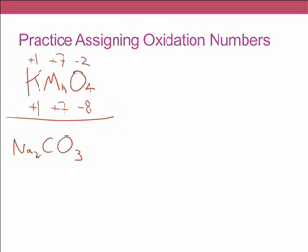Na2CO3. Let's start again with oxygen. Oxygen, we have a charge of -2. The total charge of the 3 oxygens will be -6. The sodium has a charge of +1. The total charge of the 2 sodiums would be +2. We have to have it add up to 0.